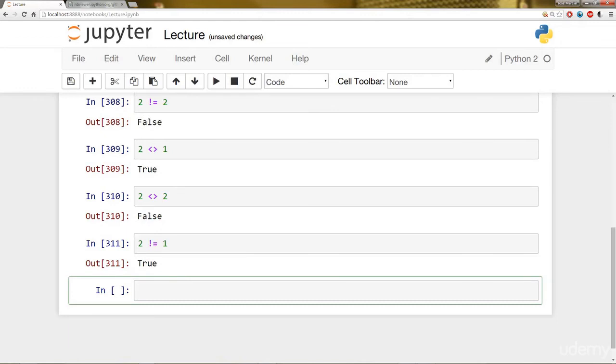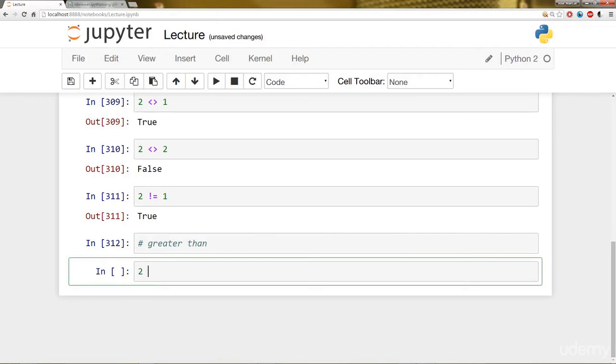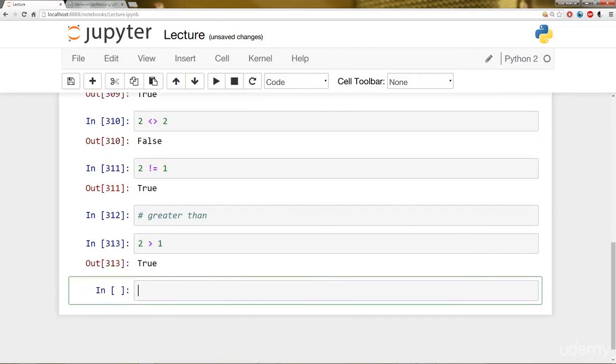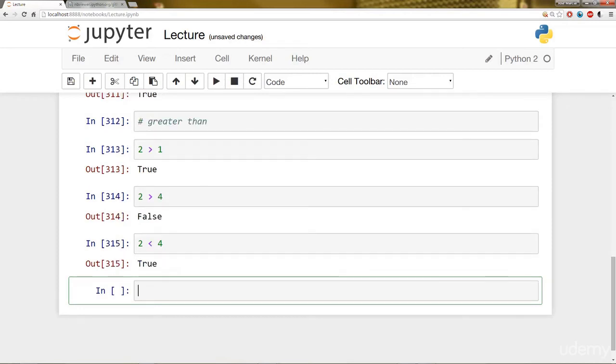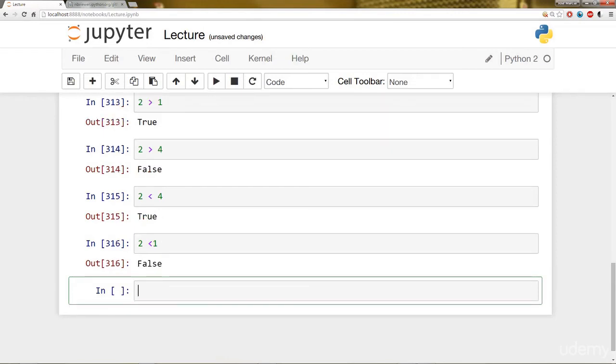Moving along, we're now going with greater than. Is 2 greater than 1? That's true. Is 2 greater than 4? That's false. Similarly, we have less than, so I can say 2 less than 4, and 2 less than 1, that's false. Then we have greater than or equal to, so is 2 greater than or equal to 2? Yes, because 2 is equal to 2. Is 2 greater than or equal to 1? That's also true because it's greater than 1.